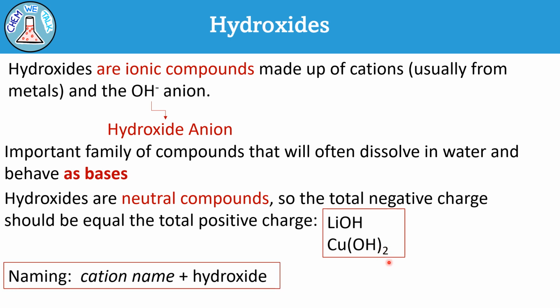Okay. Naming is going to be relatively simple now that we already discussed the nomenclature of cations. So simply, we're going to have the cation name plus the word hydroxide at the end. Let's practice on those two here. So we know that lithium can only have one single charge. So the name of the cation is just lithium ion. So it's just going to be lithium hydroxide.